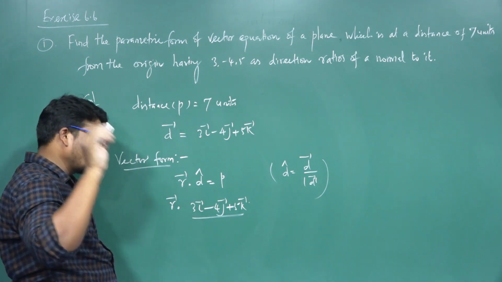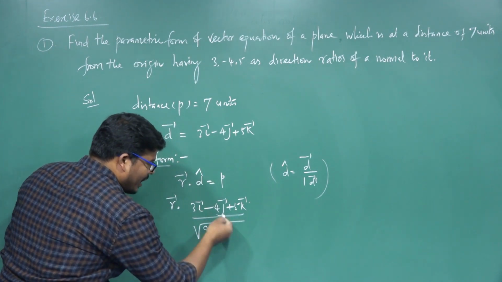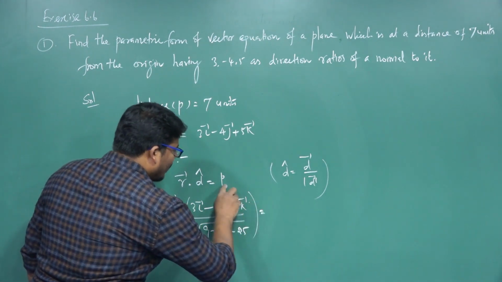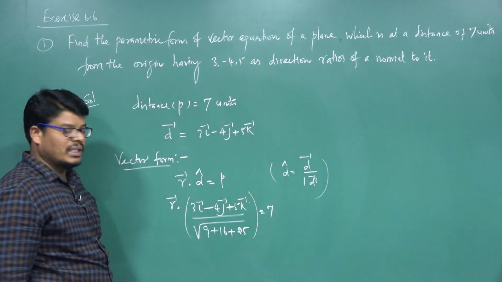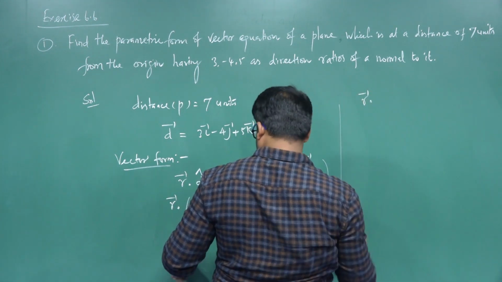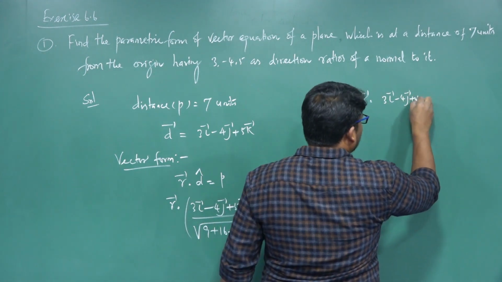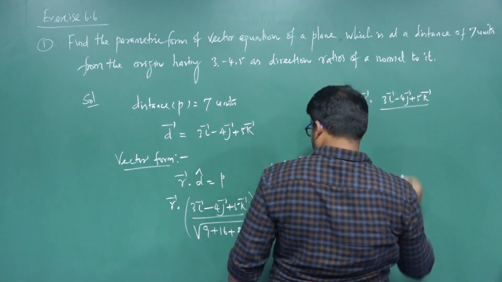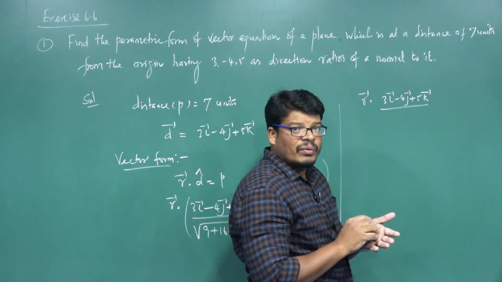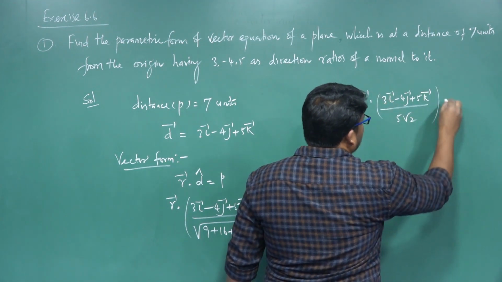Modulus of d vector means square root of the sum of squares of the values: 3 square is 9 plus minus 4 square is 16 plus 5 square is 25. Where p is the distance, 7. So r vector dot 3i vector minus 4j vector plus 5k vector divided by root of 9 plus 16 plus 25, root 50, which is 5 root 2, equal to 7.